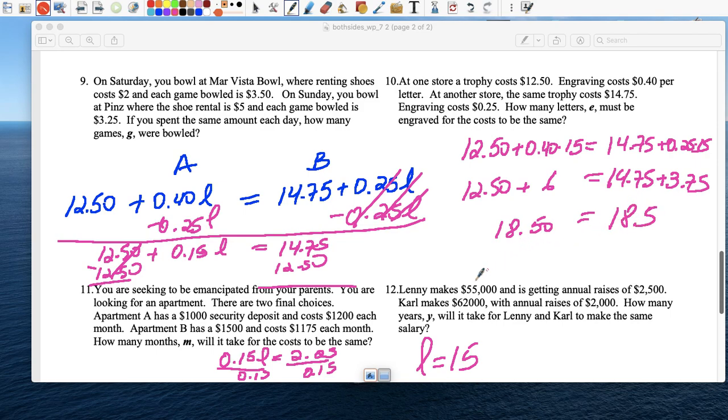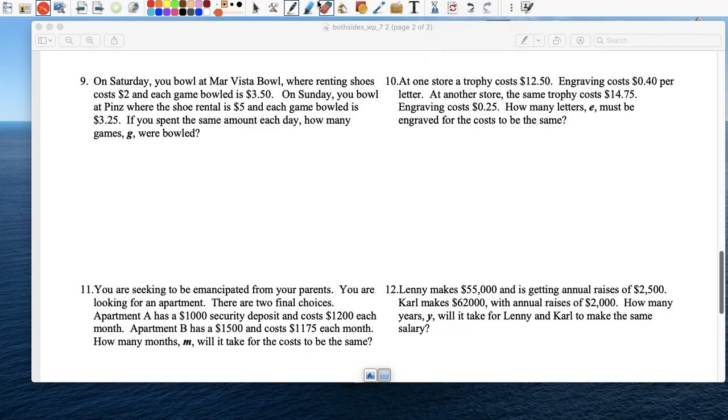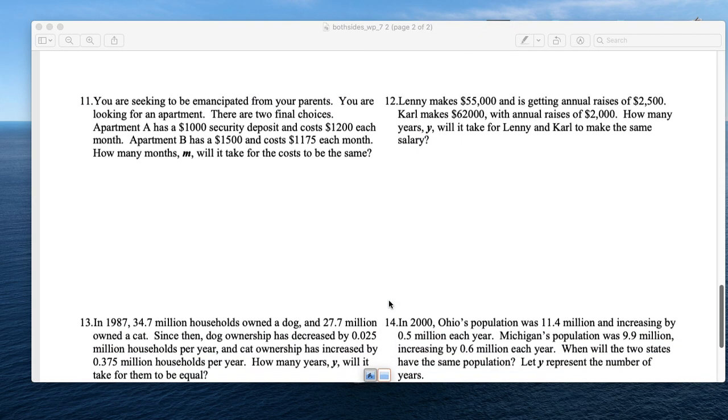So at this point, with 15 letters, it doesn't matter which store you would go to. More than 15 letters, that's a different story. So one's going to be more expensive than the other. But at 15, it doesn't. And then we're doing 12. Okay.